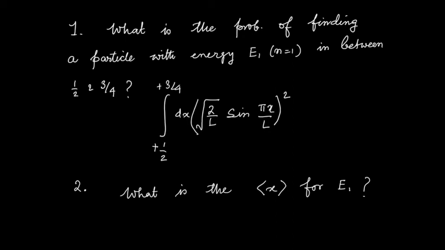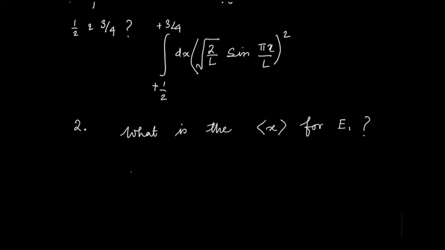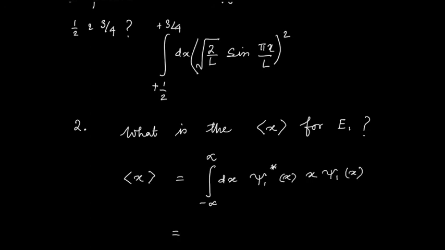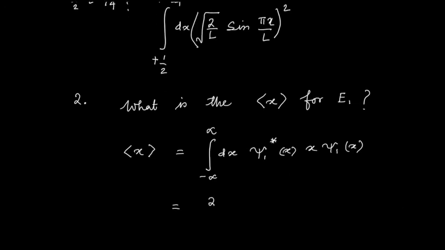I'm writing in short form. So this means: what is the expectation value of x if the particle has an energy E1, which corresponds to n equals 1? So now this is again given by the integral from minus infinity to plus infinity dx phi1 star x x phi1 x, and the factor 2 by L will come outside. You see the integration will become again 0 to L, because that is the only region where phi is non-zero.